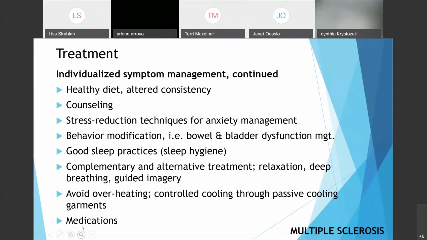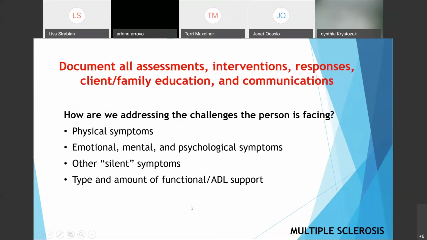Avoiding overheating. Remember, we said overheating can cause a pseudo exacerbation. So they actually have things on the market that are like garments that control the cooling for that person. Controlled cooling through passive cooling garments. And then, of course, those medications. So, how are we addressing the challenges for this particular person? The physical symptoms, the emotional, mental, and psychological symptoms, other silent symptoms, and then, of course, the type and amount of functional and ADL support necessary.